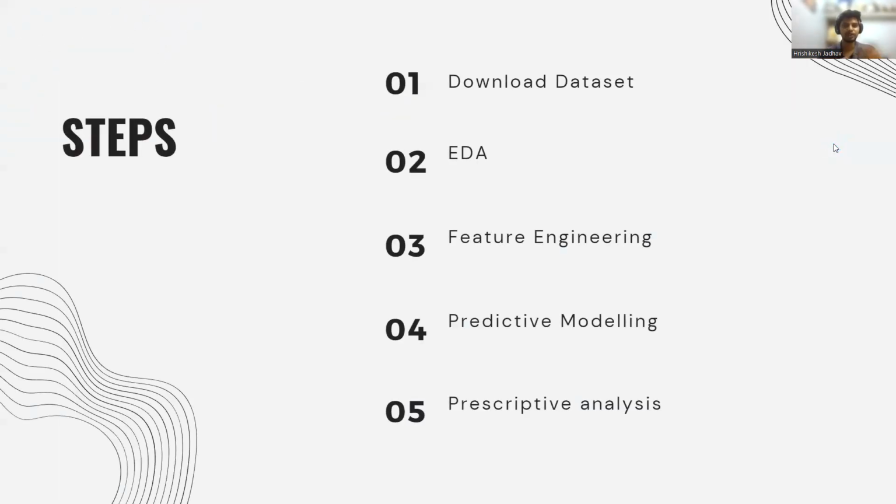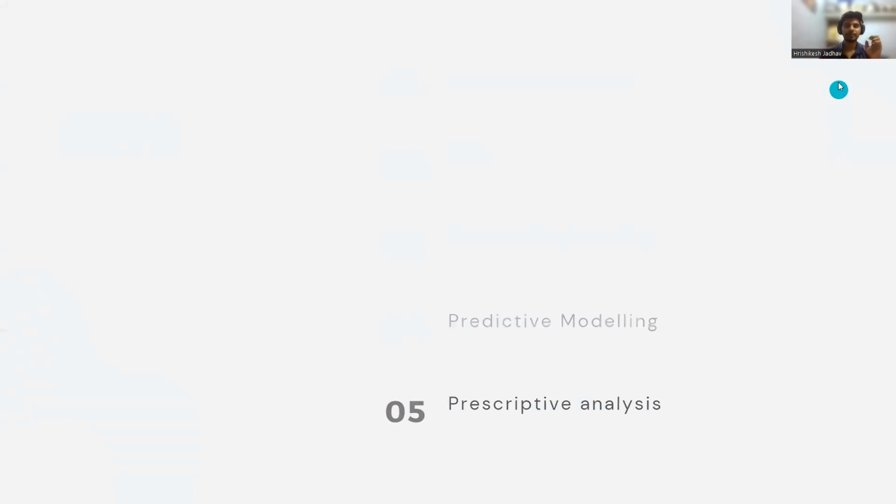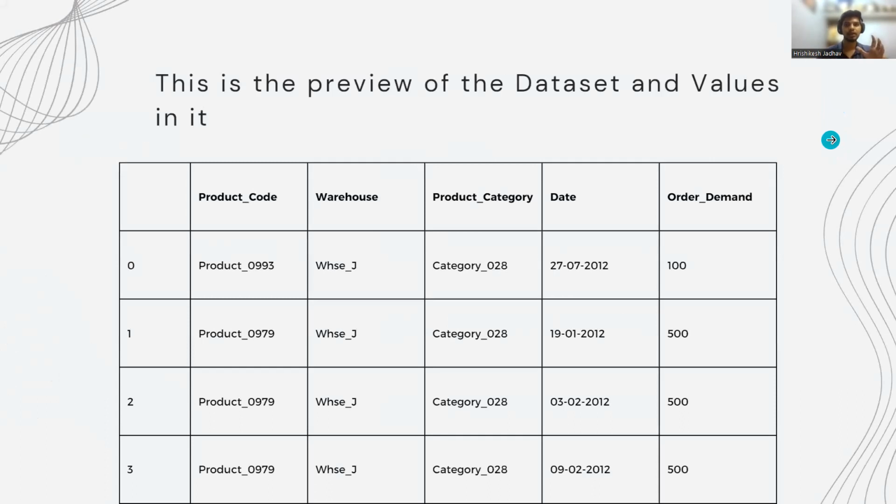Now, the steps to achieve prescriptive analysis. First, you have to download a dataset from Kaggle and perform EDA, as I mentioned before. Now, identify the features using feature engineering, build a predictive model, and then perform prescriptive analysis on it. This is a preview of the dataset which I have downloaded and the values in it. As you can see, the dataset contains product code, warehouse, product category, date, and order demand.